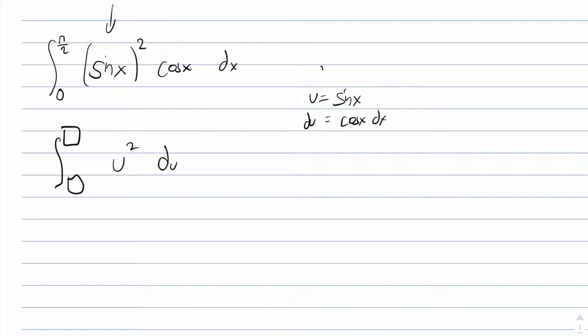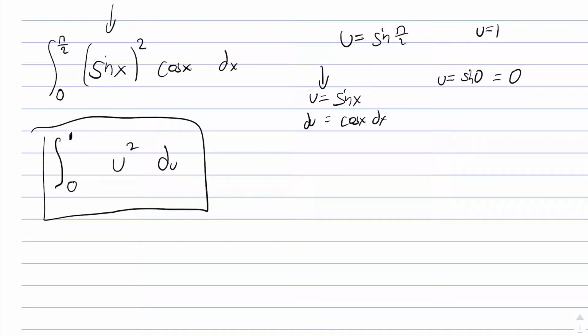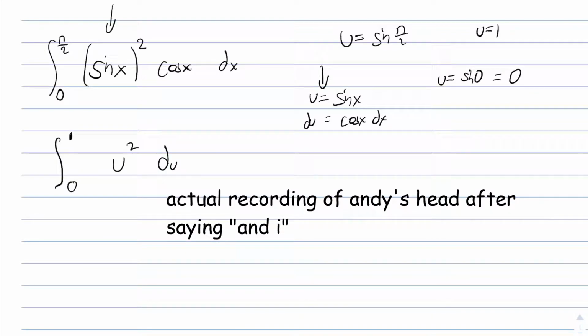So the way we do this is we take this formula right here, and we're going to do u equal to sine of a, which is pi over 2. So sine of pi over 2 should be 1, so u is going to be equal to 1. That's the first one. And now we do u equal to sine of 0, which is just 0. And we just put in 0 right there. And so all of a sudden it becomes this. 1 to 0 of u squared.